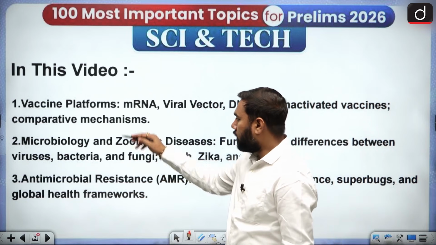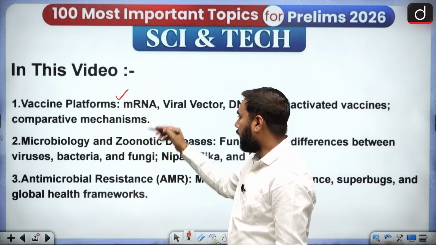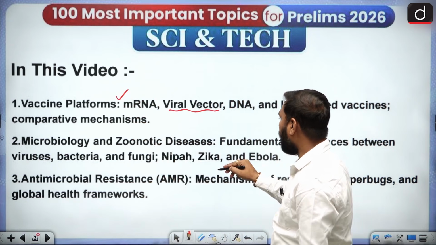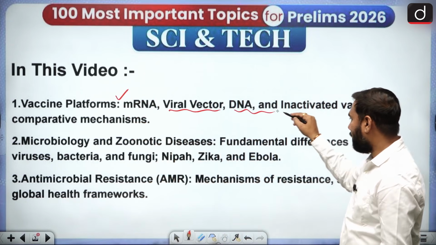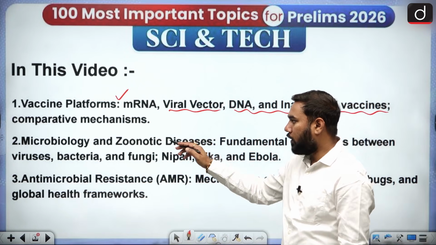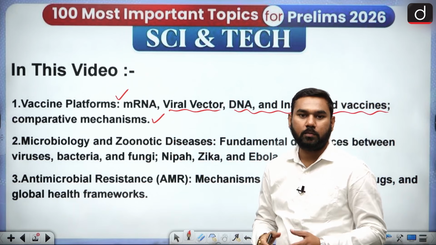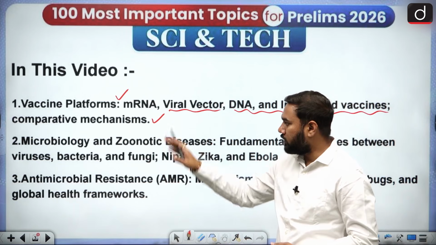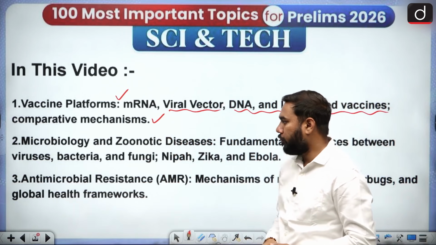So the first one is your vaccine platforms like your mRNA vaccines, viral vector vaccine, DNA vaccine, and inactivated vaccines. And we want to know about the comparative mechanism of these vaccines. So this is the major topic that we need to know.